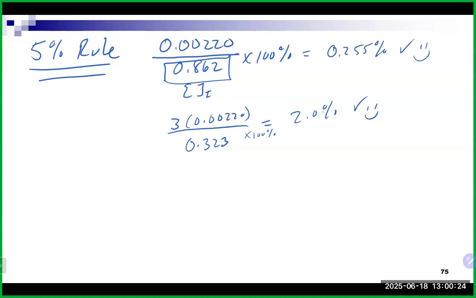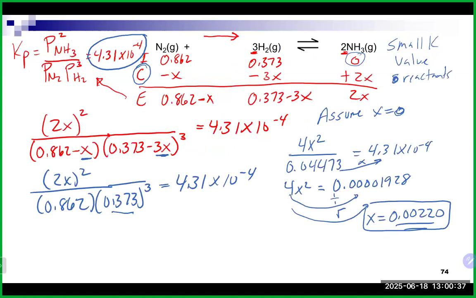Now, clearly, if the check here is 5% or more, you then need to go back and solve it some other way. And probably that would be the quadratic way that you'd have to go back and do. So now that we have our X value, we could pop that in there.